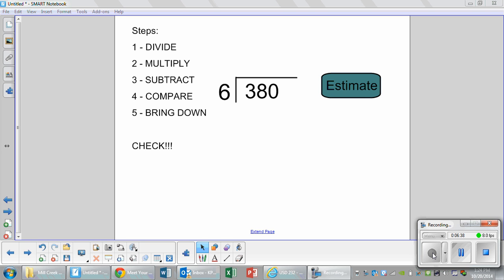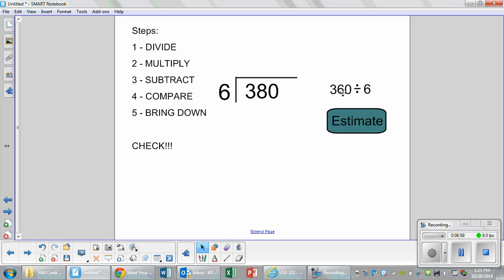If your new problem is 380 divided by 6, the very first thing you're going to want to do is to make an estimate so that you know about what your quotient should be. In this case, I would take 380 and think of compatible numbers, and say, I know 36 divided by 6 is a basic fact. So I'm going to change 380 to 360, and then divide that by 6, because that's easy for me to do in my head. When I do 360 divided by 6, I get about 60.